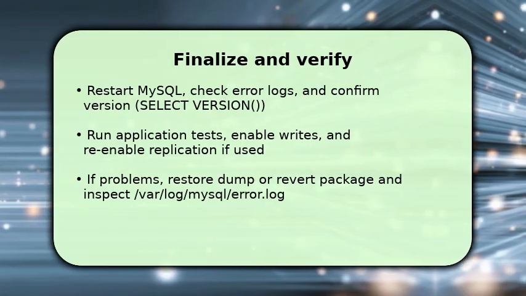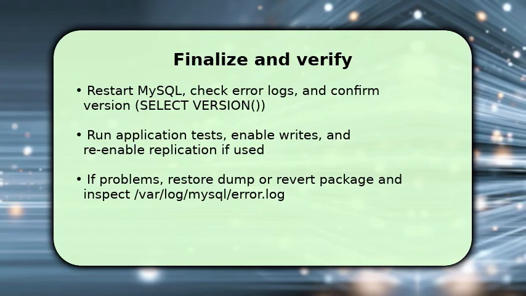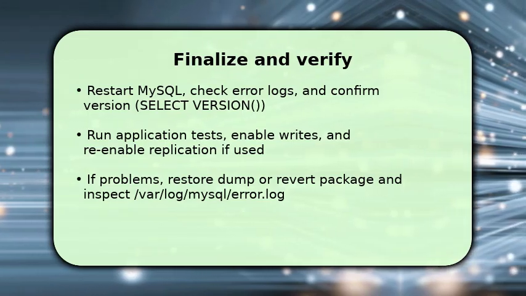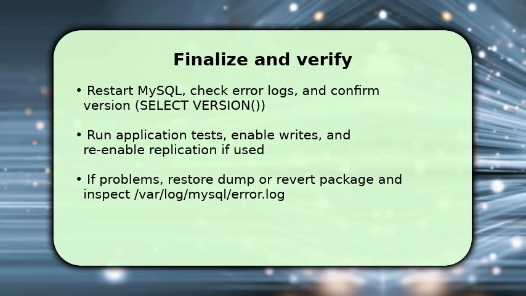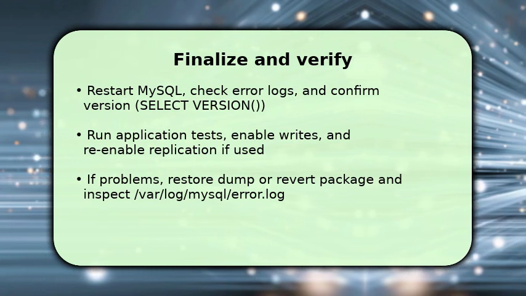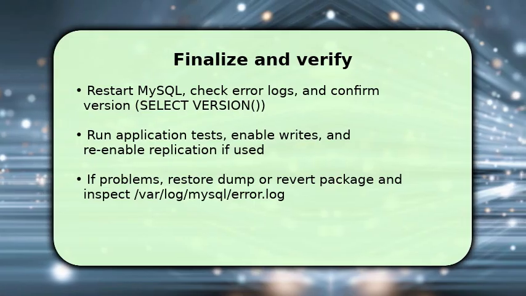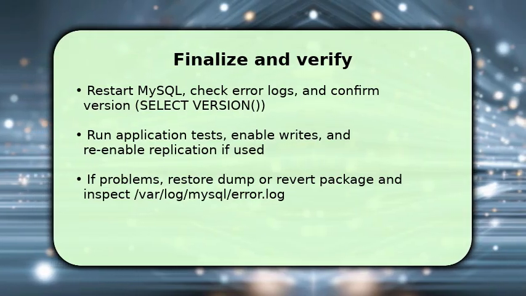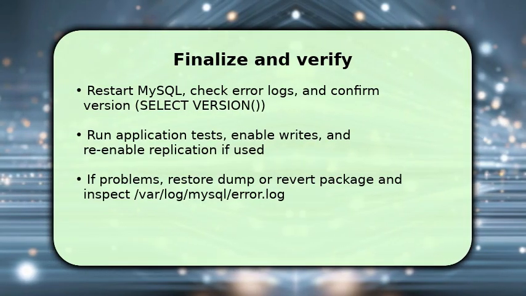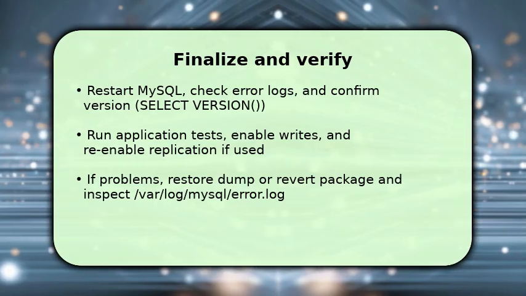If you detect corruption or functional regressions, stop the server, restore from your mysqldump, or roll back the package, and inspect /var/log/mysql/error.log for the immediate failure cause. A common quick fix is to run mysql_upgrade again or restore the previous data and config.